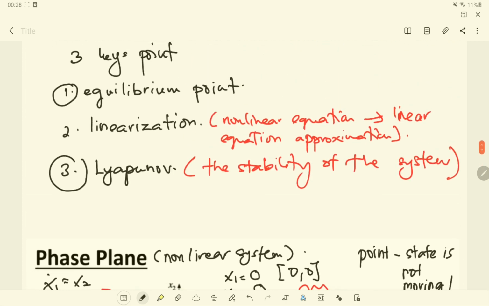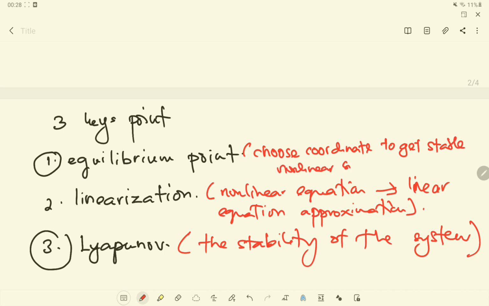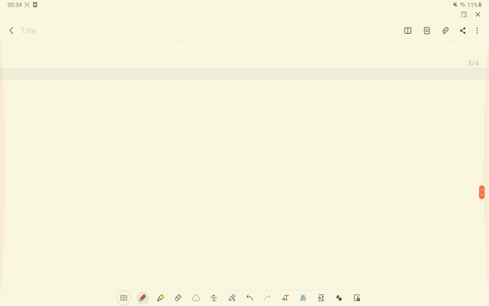So point number 1, equilibrium points. Here what you want to do is choose the right coordinate in order to get a stable non-linear system. Okay, that's point number 1. Next is Lyapunov systems. We already covered the equilibrium points. Next is Lyapunov systems.